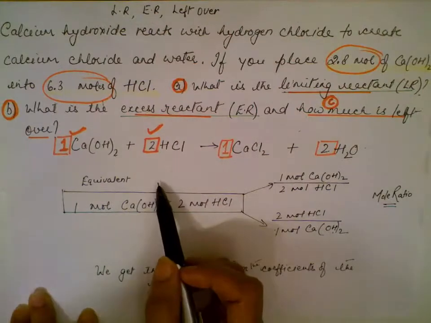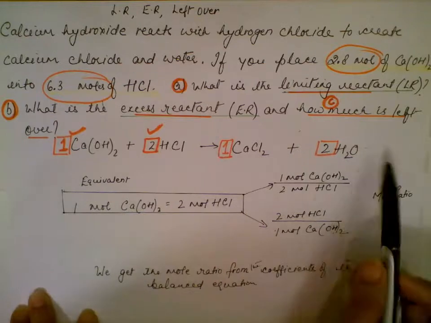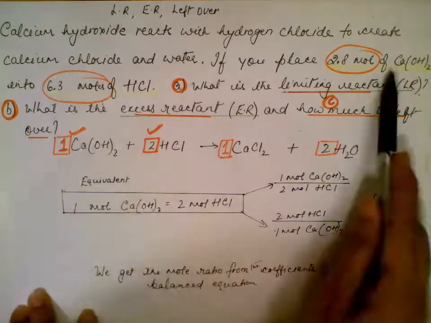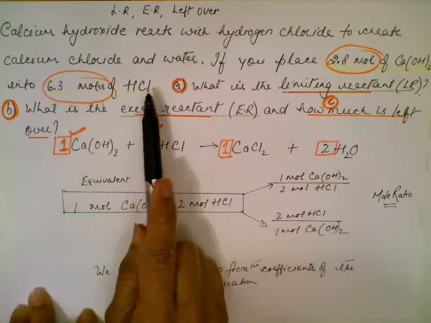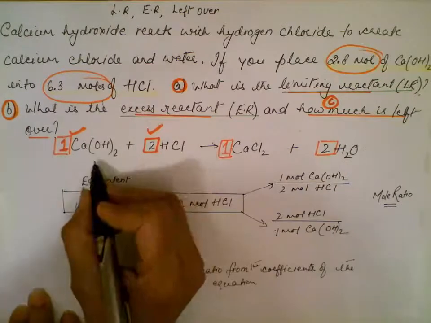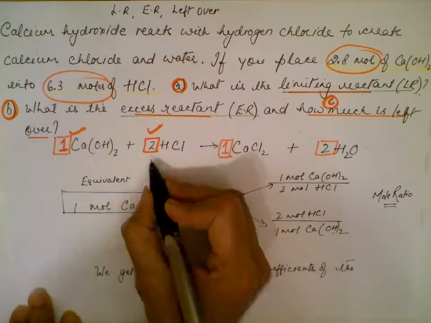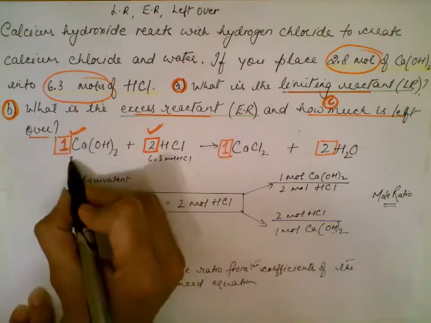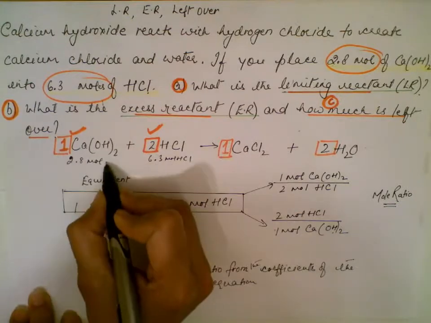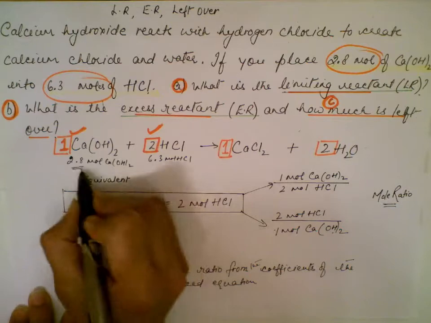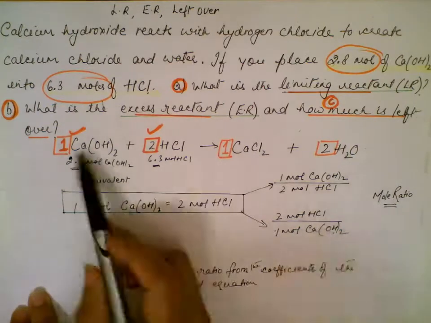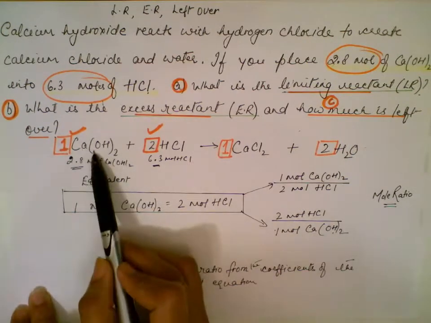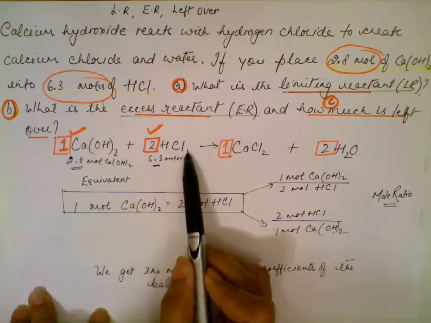We're going to start out with the balanced equation, and look at the information given in the problem. We are mixing 2.8 moles of calcium hydroxide and 6.3 moles of hydrogen chloride. You can write here 6.3 moles of hydrogen chloride is given, and the available moles of calcium hydroxide is 2.8 moles. The balanced equation is telling you for every 1 mole of calcium hydroxide used, you need 2 moles of hydrogen chloride, right?